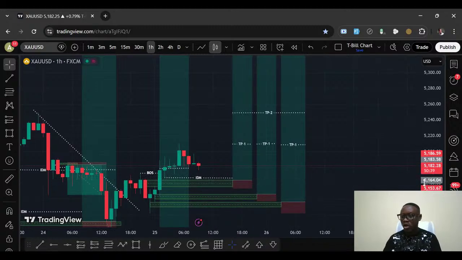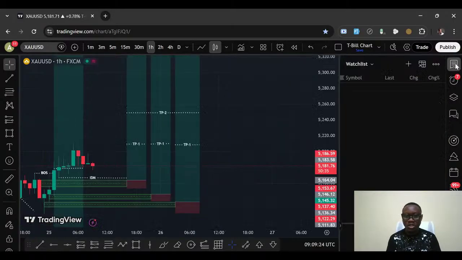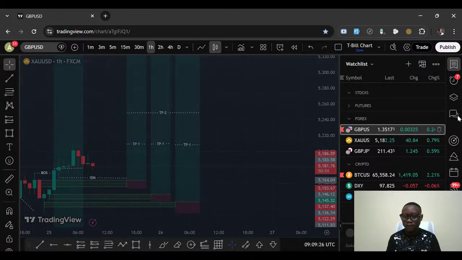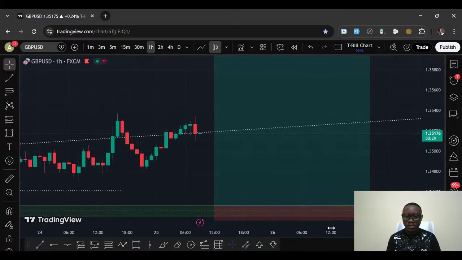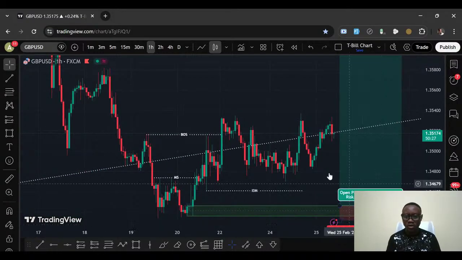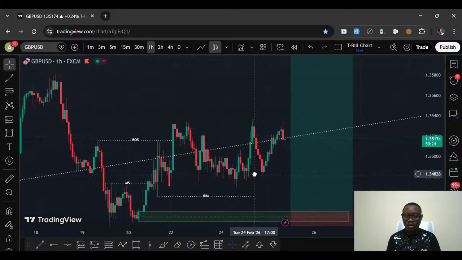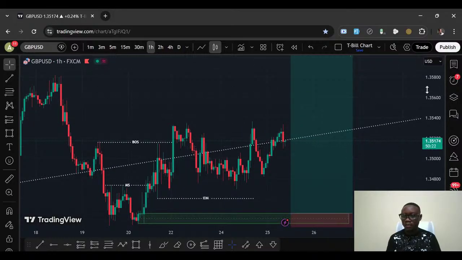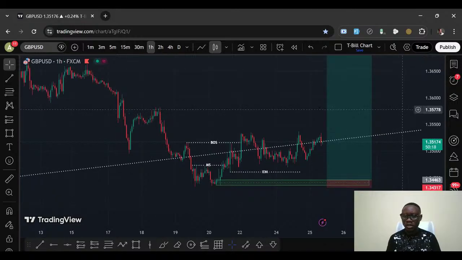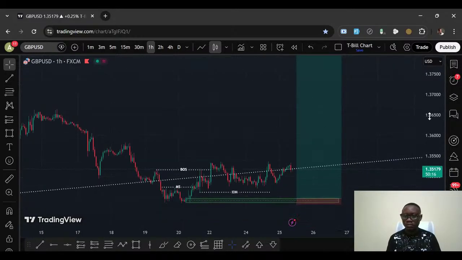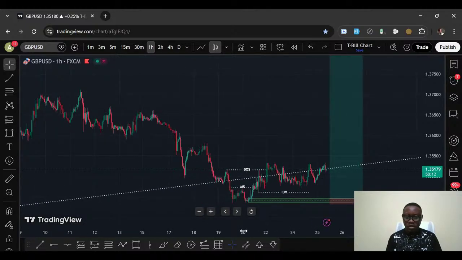Please take notes. All right, so the next thing we want to look at briefly is GBPUSD. So we can call it a day. Let's head to GBPUSD. Okay, so I already have a setup here which I'm monitoring on GBPUSD. Just a brief analysis on it.